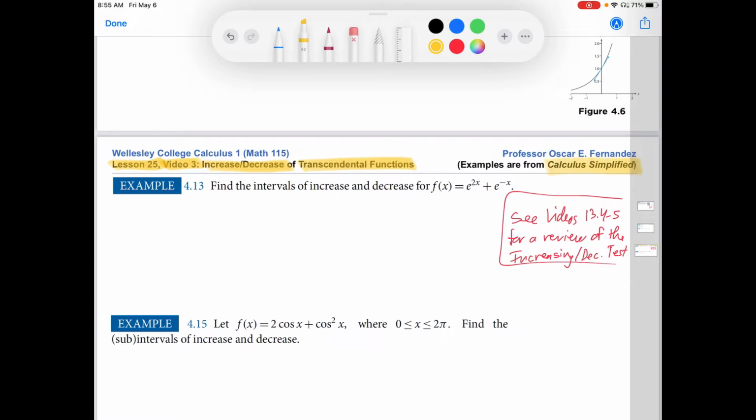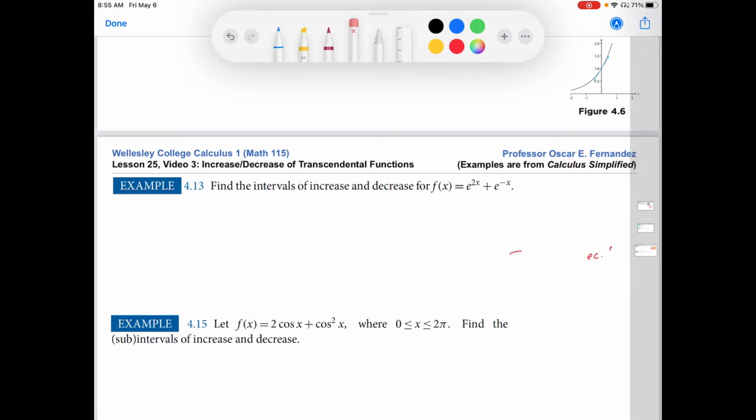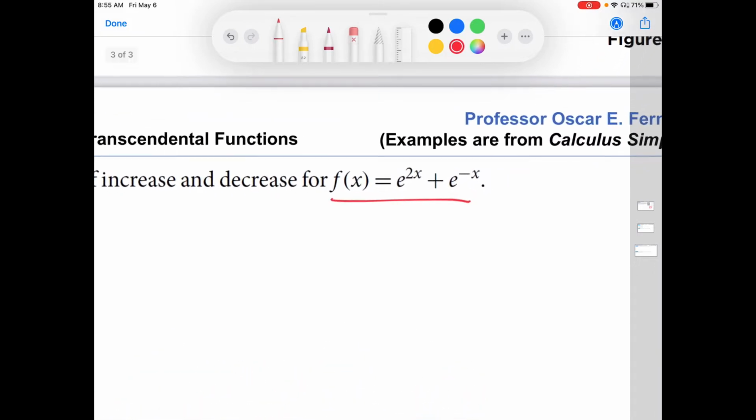Because we're going to be using things like the increasing and decreasing test, you might want to review those. That's covered in videos 13.4 and 13.5. Okay, let's take a look at these two examples. The first one, example 4.13, says, find the intervals of increase and decrease for f of x equals e to the 2x plus e to the minus x.